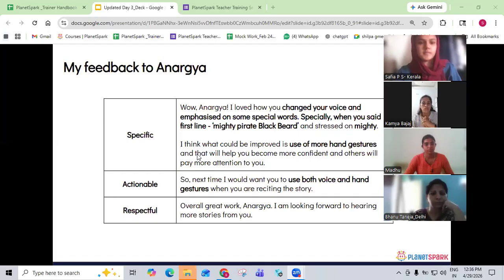Okay. Now, Safia, you can read the last two. I won't even call them paragraphs. So the last two statements, actionable and respectful part, please.